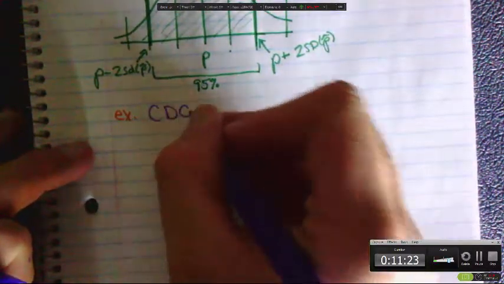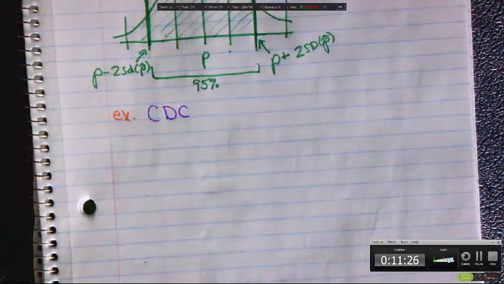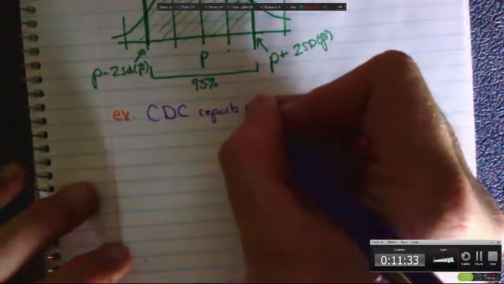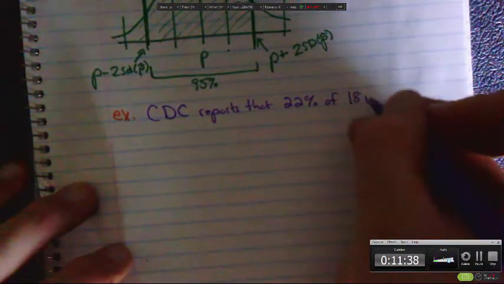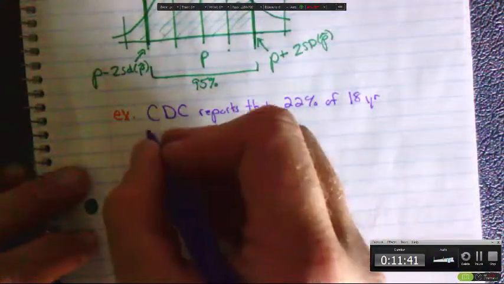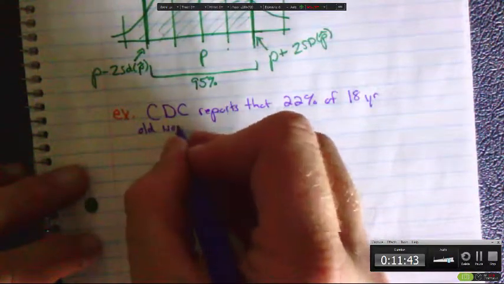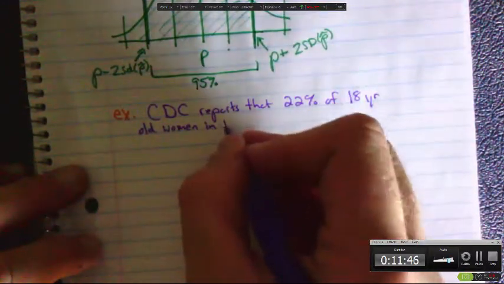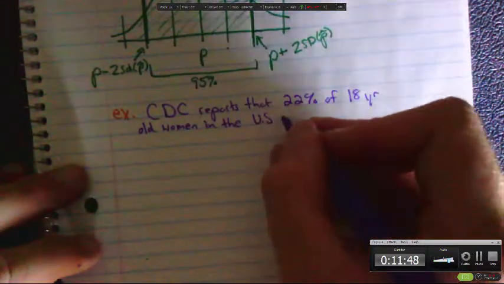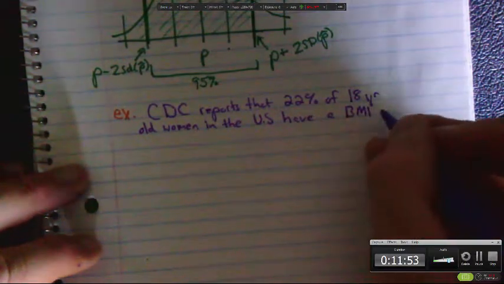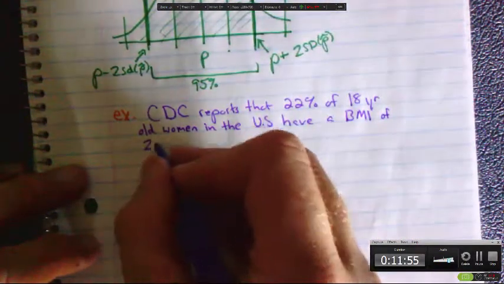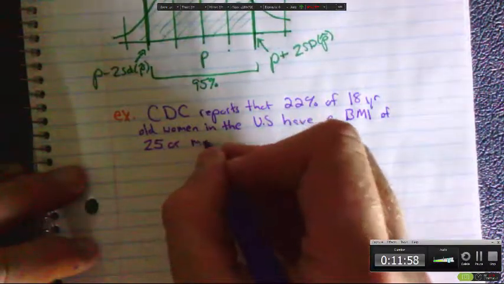The CDC, that's the Center for Disease Control. Okay, the Center for Disease Control reports that 22% of 18-year-old women in the U.S. have a BMI, body mass index, of 25 or more.